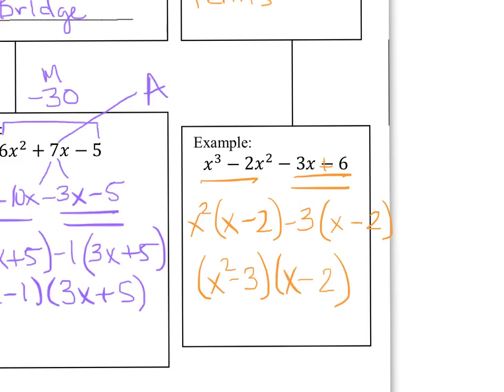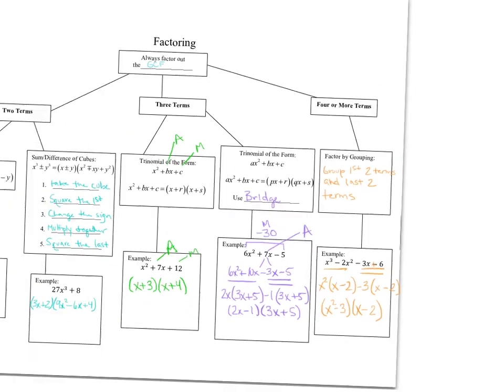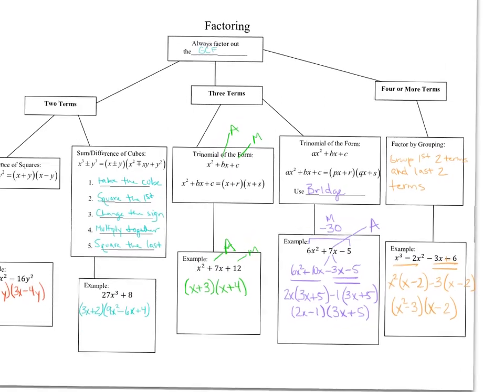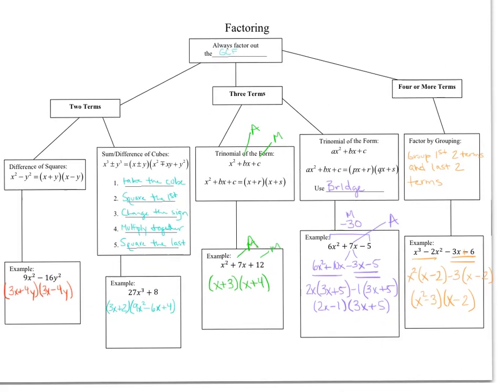So then our final answer is going to be x squared minus 3 times x minus 2. So hopefully you found this helpful. The best thing is to go through this thought process each time. Again, the first thing you want to do is factor the GCF out. After you factor the GCF out, you look at how many terms you have. And that's going to tell you how to factor the expression.